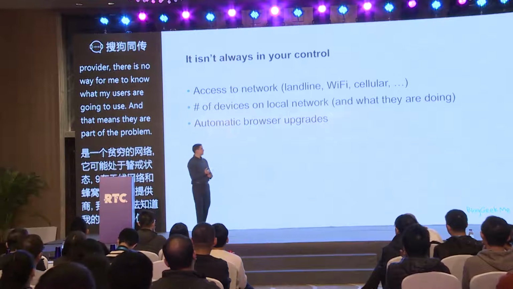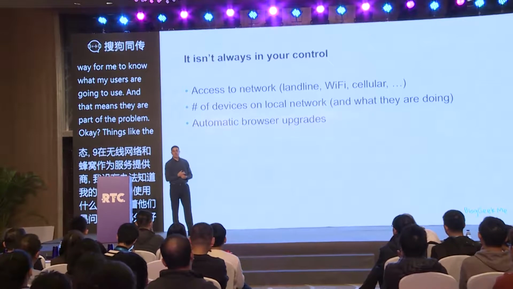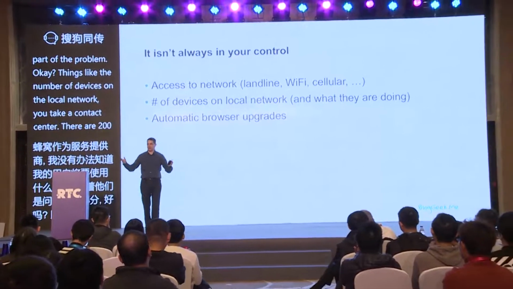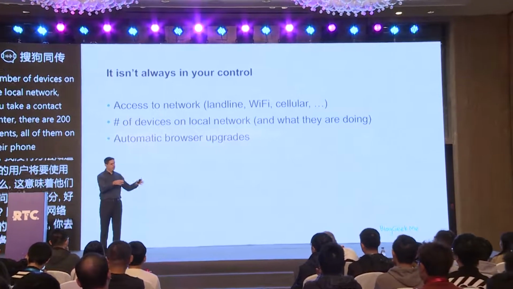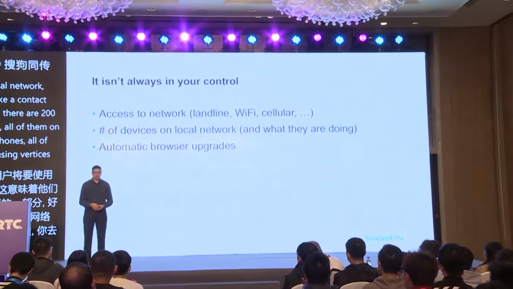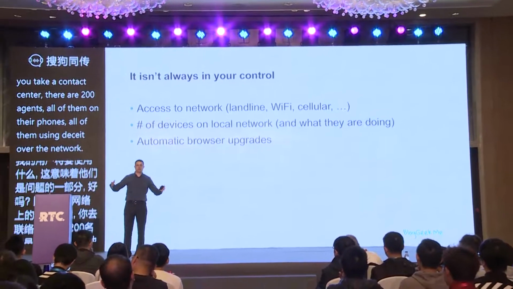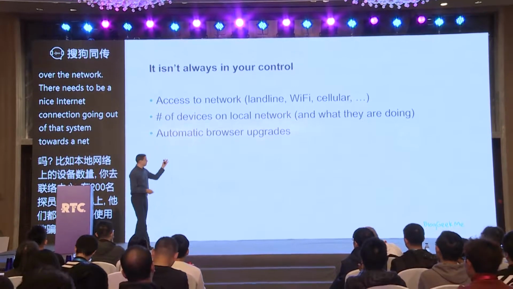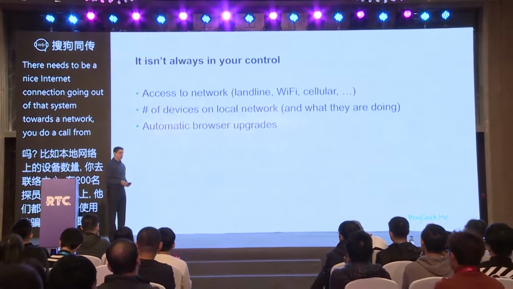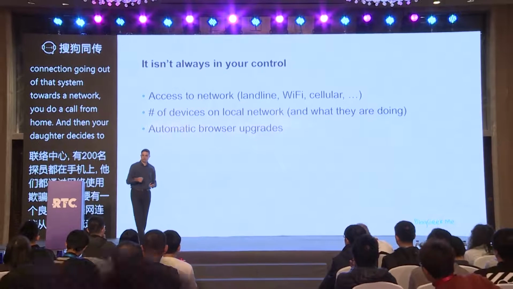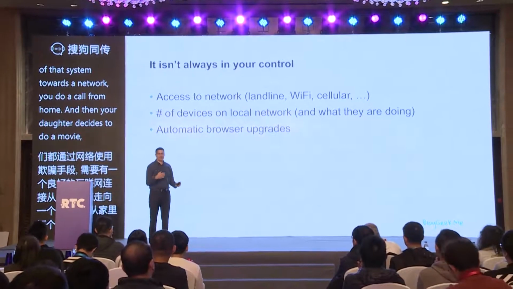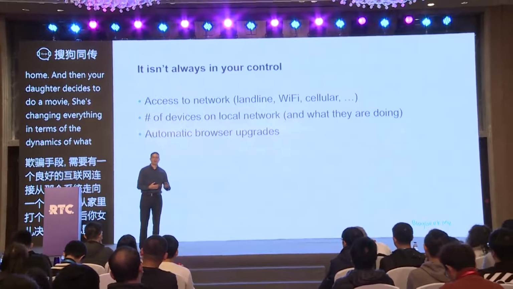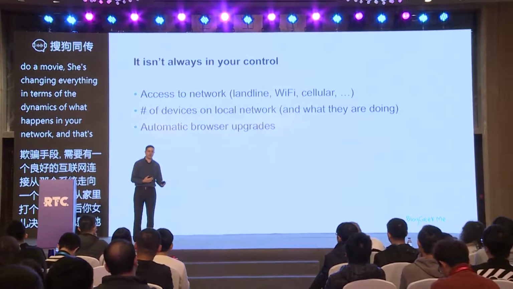Things like the number of devices on the local network. You take a contact center. There are 200 agents, all of them on their phones, all of them using WebRTC over the network. There needs to be a nice internet connection going out of that system towards the network. You do a call from home, and then your daughter decides to do a TikTok movie. She's changing everything in terms of the dynamics of what happens in your network. And that's going to affect the WebRTC call that you are doing at the same time.